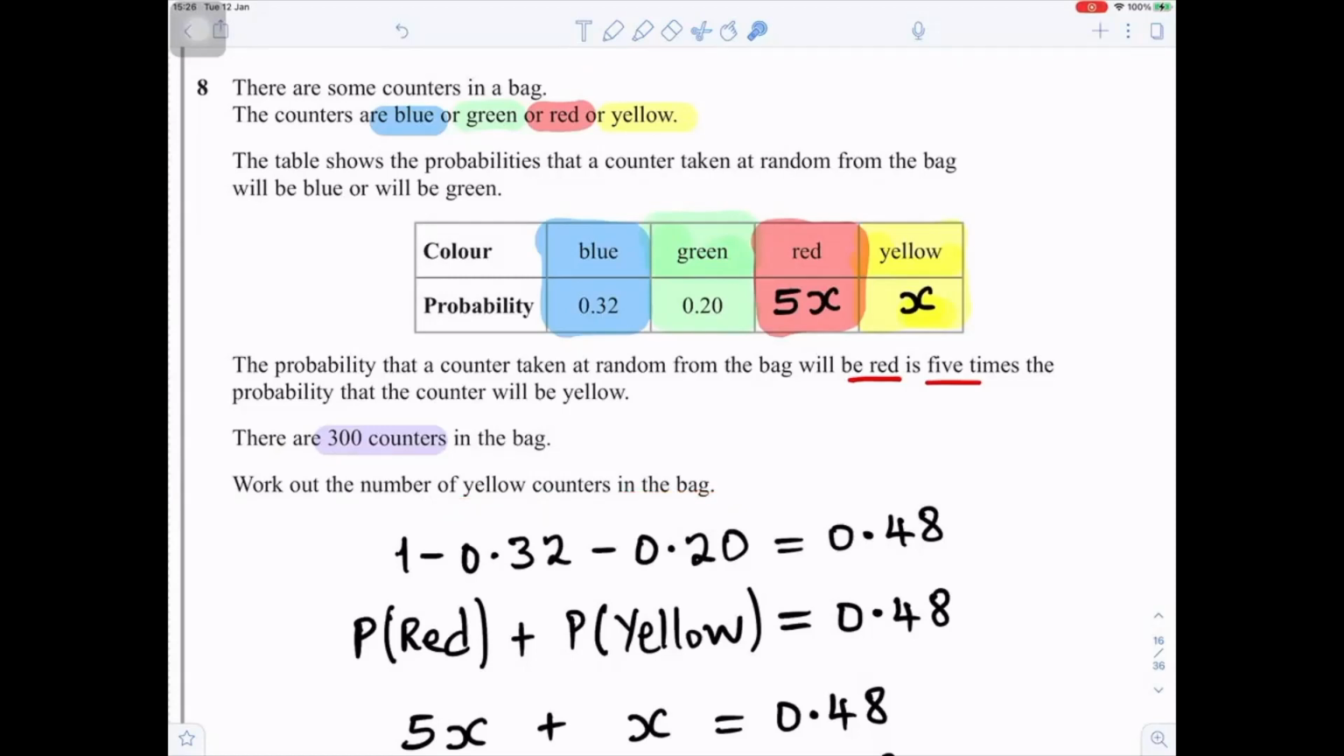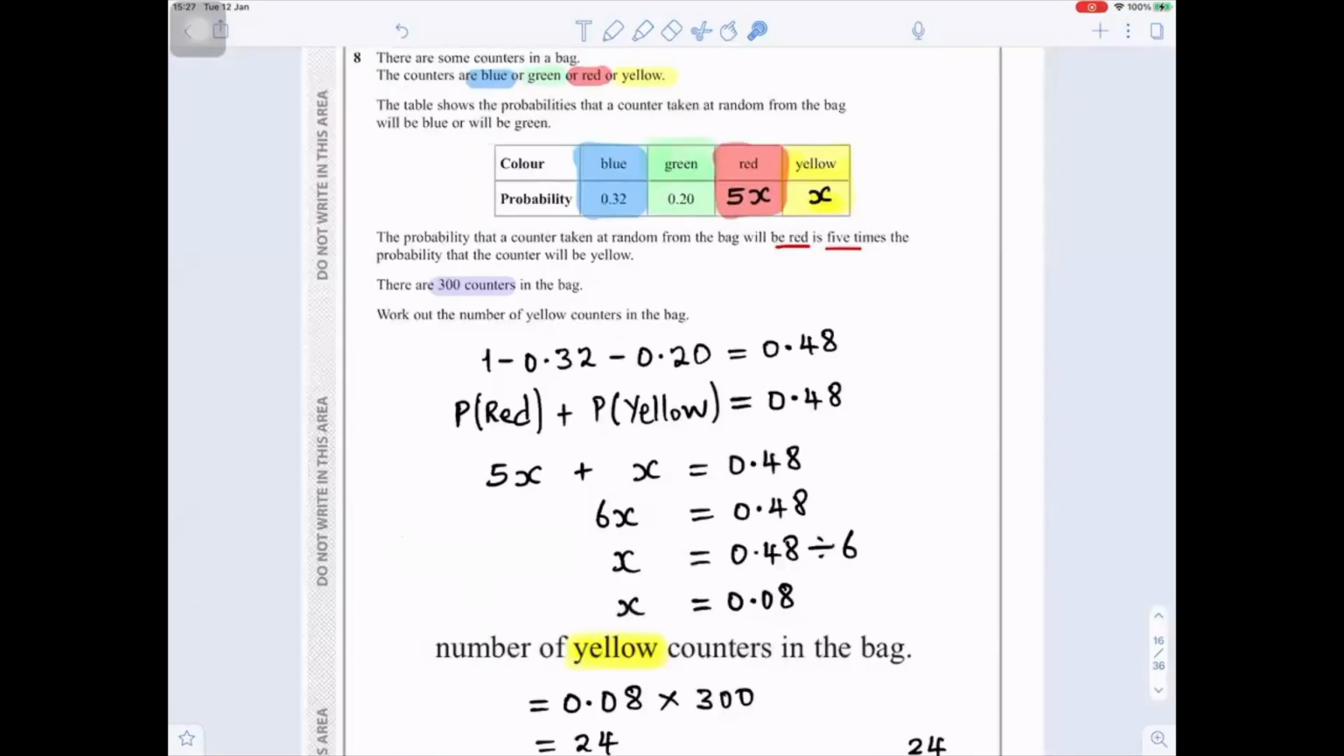So we want to subtract from 1 because when you add all of that probability, they should be equal to 1. So 1 minus 0.32 minus 0.20 is 0.48. So what that means is 0.48 is what is left. So that 0.48 is for the red and for the yellow. So probability of red plus probability of yellow is that 0.48.